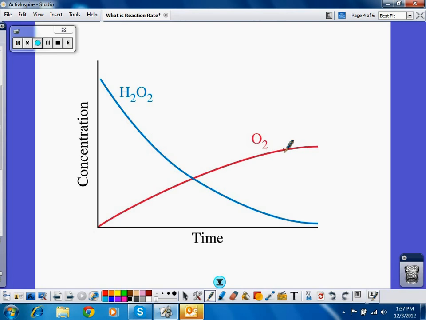And in a minute we'll talk a little bit more about the shapes of these curves and what that means. But for right now, just realize that by looking at a graph you can tell whether you're talking about reactants or products just by looking at which direction concentration is changing.